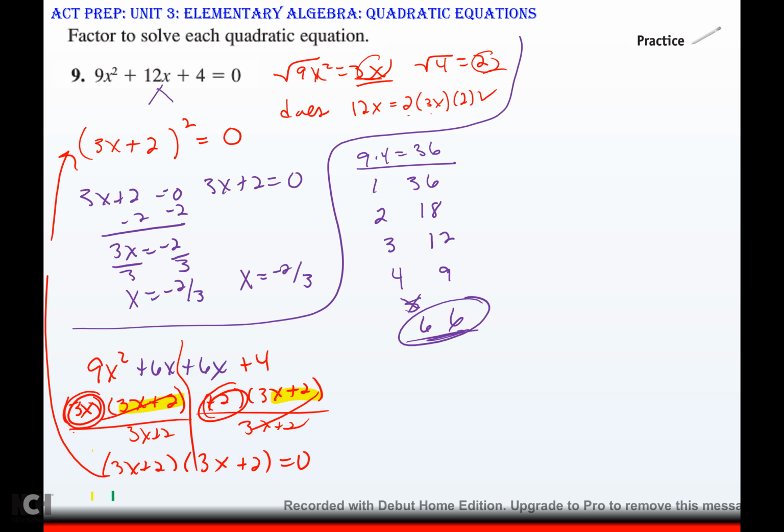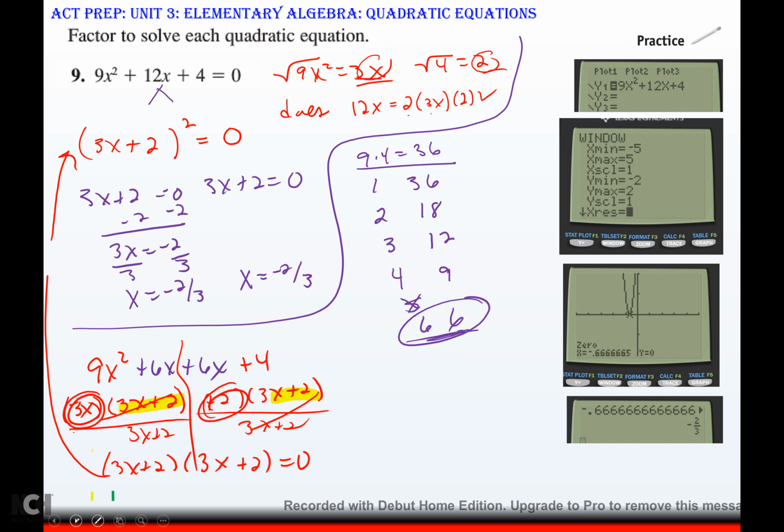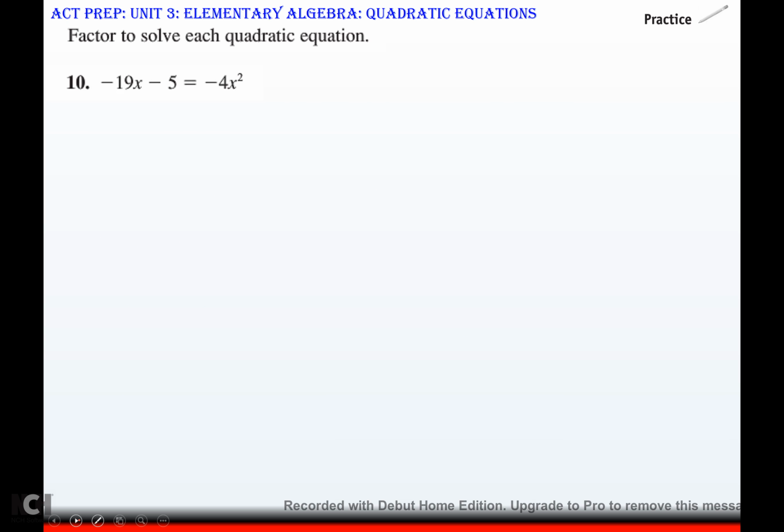So the long way, the A times C song, always works. You just save yourself a little bit of time if you recognize the specials. Alright, if you check it, you can see it touches one time at negative 0.6 repeating, which is negative 2/3. Alright, so if we do this one, I've got to get everything on one side. I don't want my squared term negative, so I'm moving it over with a positive 4x squared. That gives me 4x squared minus 19x minus 5 equals 0. I got to do A times C, find all the factors, rewrite B, 2 by 2, GCF, GCF, GCF again.